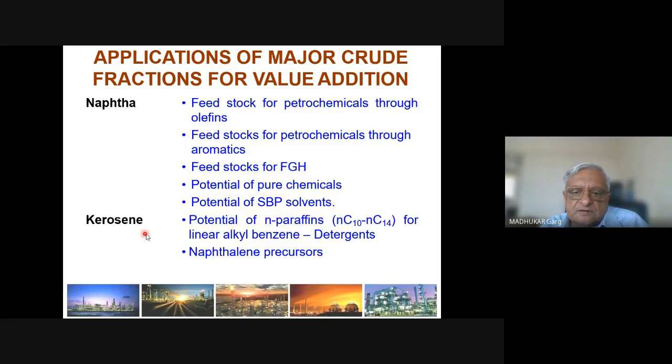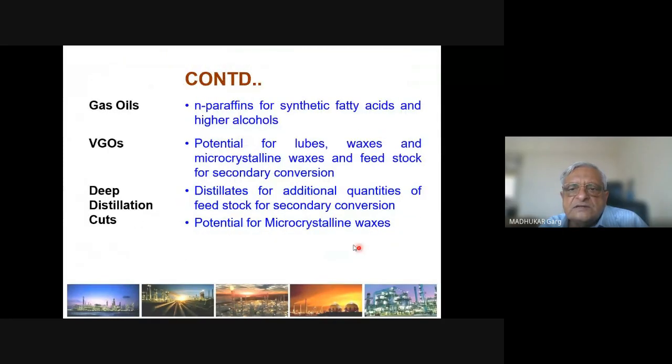The kerosene range hydrocarbons, I already told you about, the C9 to C13 or C10 to C14 carbon range normal paraffins, are the starting raw material to make LAB, used in detergents, and then naphthalene. Gas oil or diesel range hydrocarbons, the normal paraffins, are used to make synthetic fatty acids and higher alcohols. The vacuum gas oil, other than being cracked to produce further valuable products, can also be used directly to make lube oils and also to make wax.